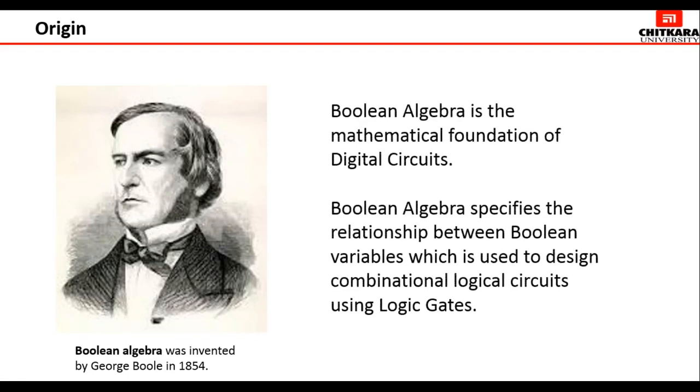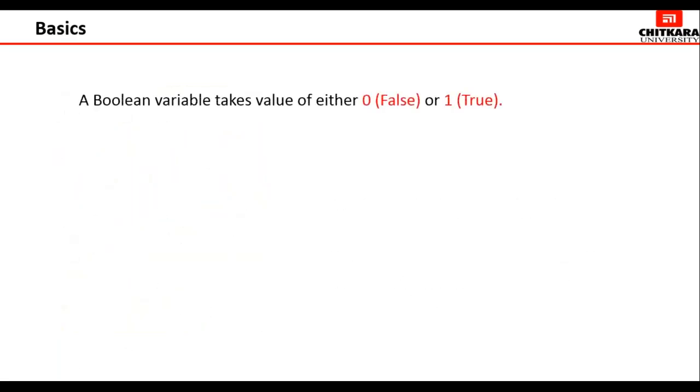Boolean algebra is the mathematical foundation of digital circuits. It specifies the relationship between Boolean variables, which is used to design combinational logic circuits using logic gates, right? Okay. Now let's see the basics of Boolean algebra. A Boolean variable always takes a value of either 0, which is a false value, or 1, which is a true value. So a Boolean variable will always give you output values of 0 or 1. You can write 0 or 1, or you can write false and true.